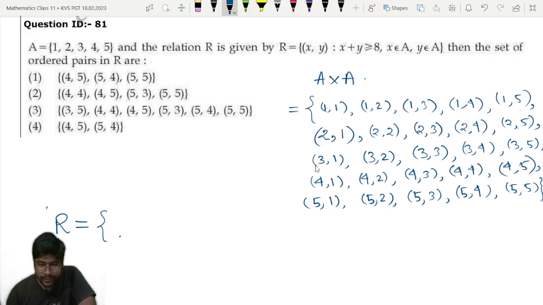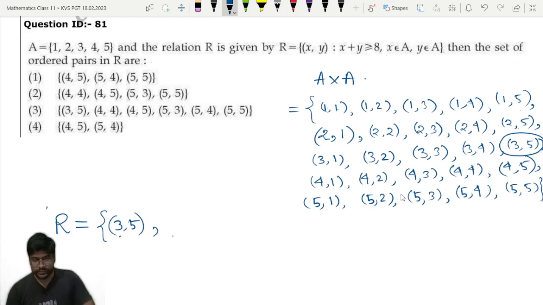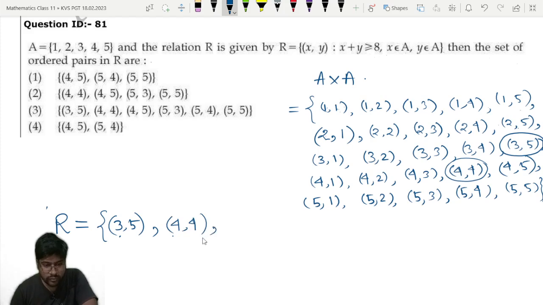Okay, but in the third row you can see that 3 plus 5 is equal to 8. So this ordered pair 3 comma 5 will belong to R. Now next come to the fourth row. Okay, what we can see, 4 plus 4 is equal to 8. So 4 comma 4 will belong to R. Then 4 plus 5 is equal to 9, which is greater than equals to 8. So 4 comma 5 will also belong to R.